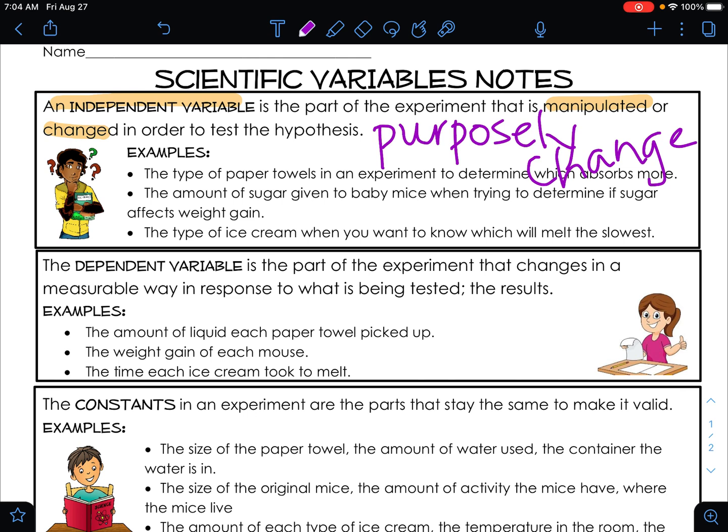So the dependent variable is the part of the experiment that changes in a measurable way in response to what is being tested. So that's the results. The dependent variable is the one that's measured. It's the results. It is measured.